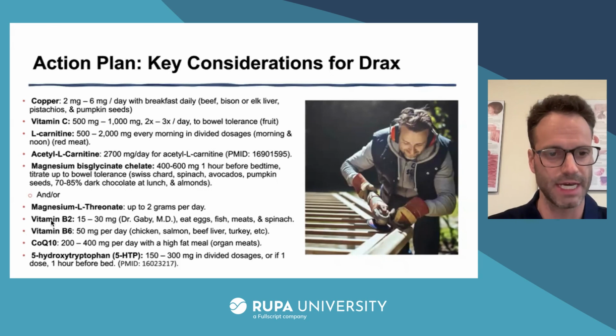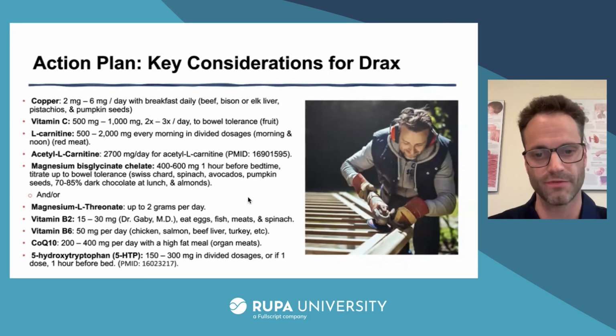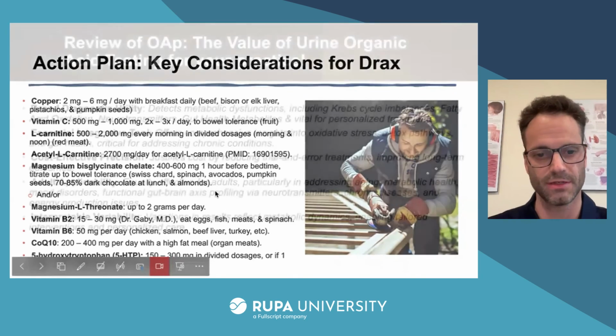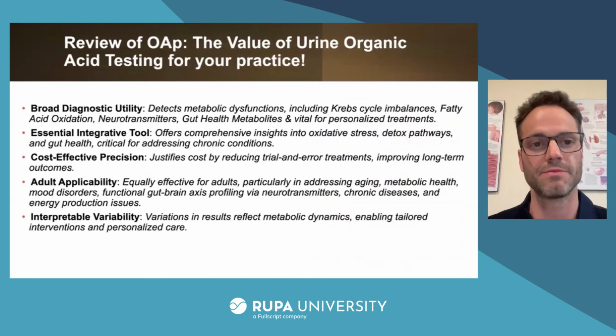And then we have CoQ10 and the B vitamins, B6, B2, and 5-HTP. So this research paper is talking about the 5-HTP dose. So you can pull that PMID off of that slide.